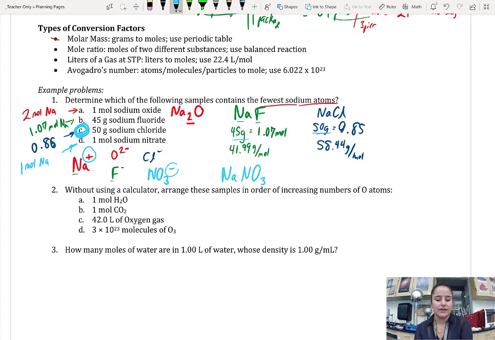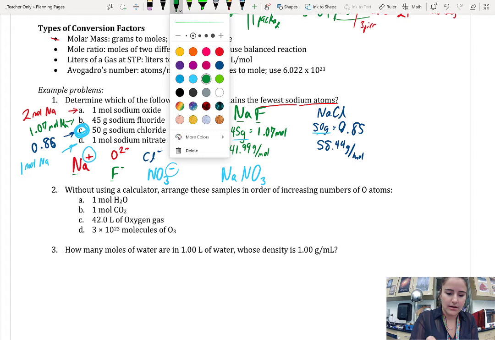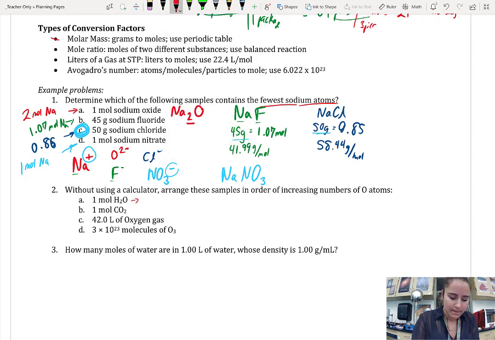Okay, now let's do the second one. Without using a calculator, arrange these samples in order of increasing number of oxygen atoms. 1 mole H2O. That one is then going to be, I'll keep it in the same order, 1 mole of oxygen. 1 mole of CO2, that's going to be 2 moles of oxygen atoms. 42 liters. Okay, so this one, like I said, we haven't talked about it that much yet, but there's 22.4 liters per mole when you're talking about a gas. So 42, that's going to be slightly less than 2 moles of O2.